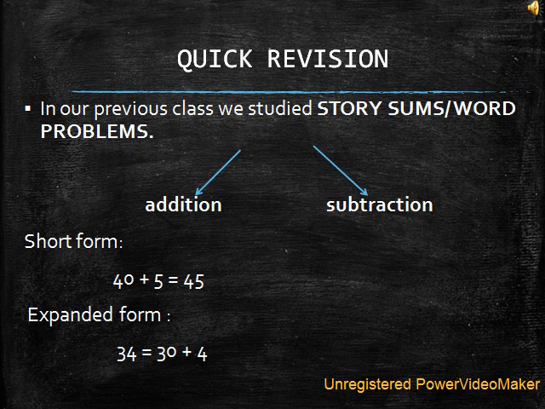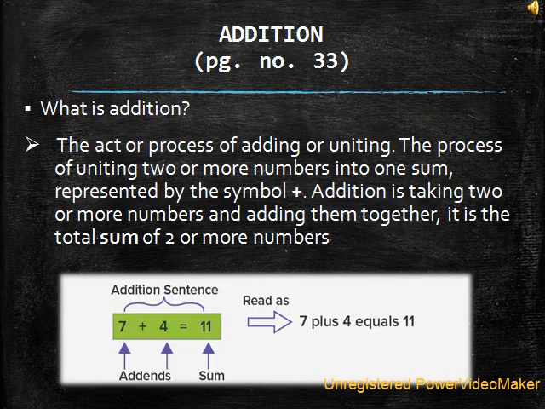Let's begin with the next page, which is page number 33. Students, if you have your book with you, please open your mathematics textbook and take out page number 33. We will revise addition and we will learn new things about addition also, because these additions are of 2 digit. We studied addition of single digit, but the addition we will study now is of 2 digit.